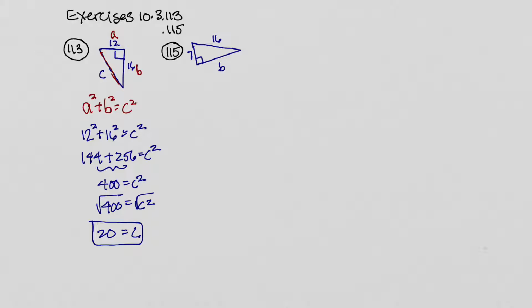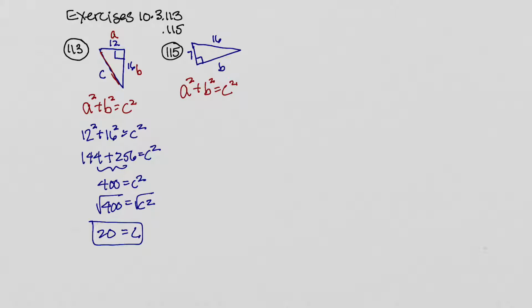Now 115 is going to be similar to what we did in 113. We're going to use the Pythagorean theorem, where we will have a squared plus b squared equals c squared. Now a is one of these legs. We could let a be the 7. The b, that's another leg, that's unknown. And c, well, c is the hypotenuse. That's going to be 16.